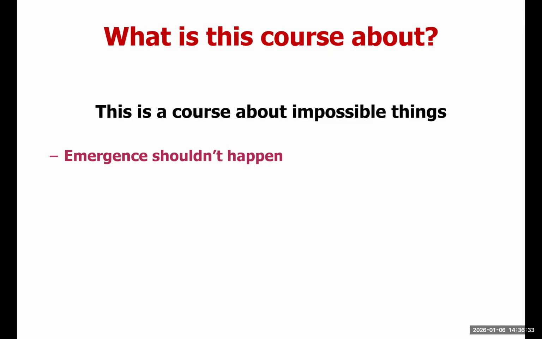So we're going to have to understand, how is it possible that the phenomenon of magnetism can occur? It literally should not. It shouldn't happen. There's other things that shouldn't happen. I'll show you some of those in a few minutes. So the phenomenon of emergence is itself something that is impossible.